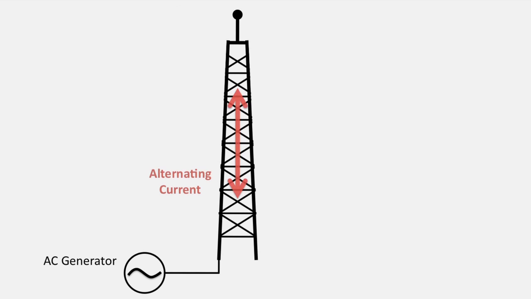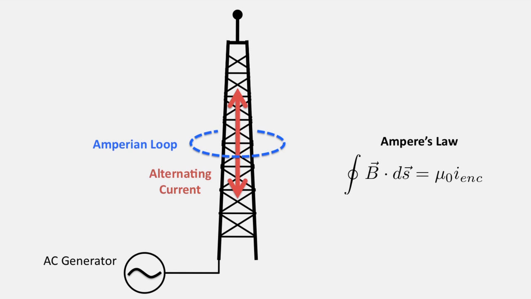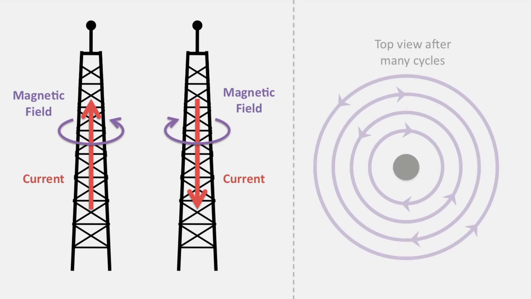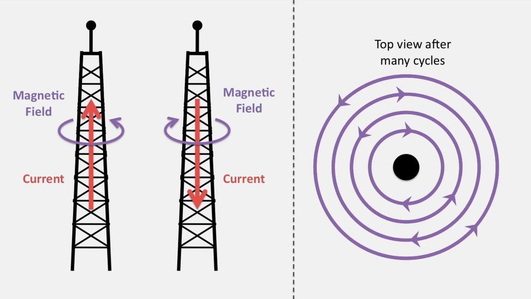If we consider the current rather than the charges, we know that it will be moving up and down the tower. To analyze the magnetic field the current creates, we can use Ampere's law and draw an Amperian loop around the tower. The right-hand rule will give us the direction of the magnetic field from this current, which will change as the current changes direction. As with the electric field, this magnetic field will oscillate and change direction with time.